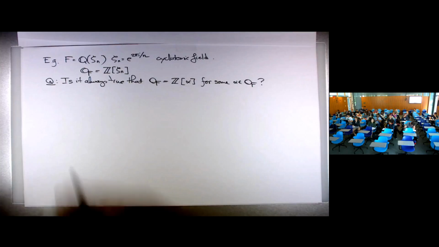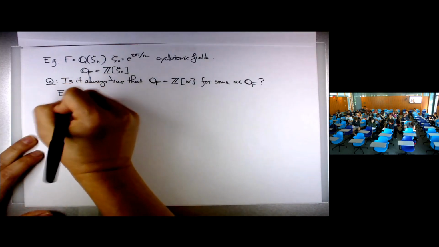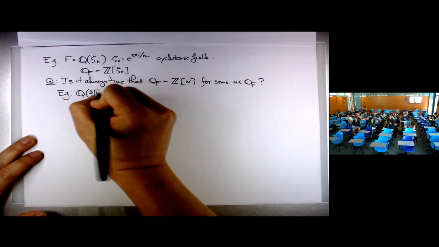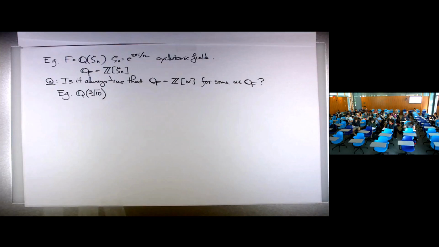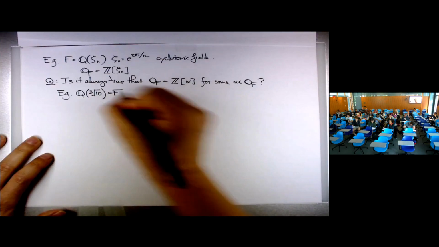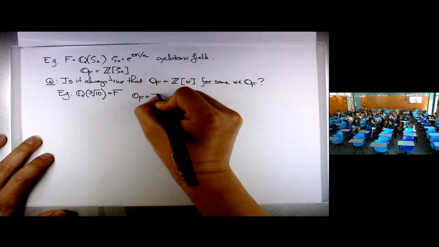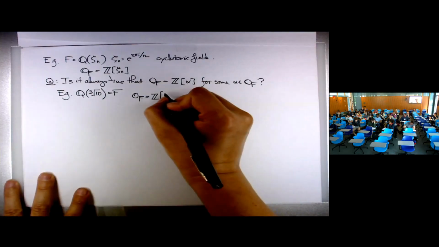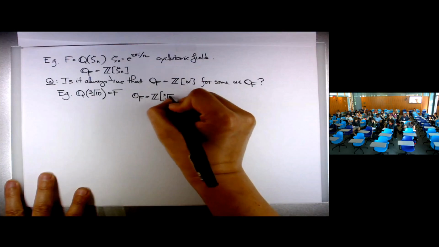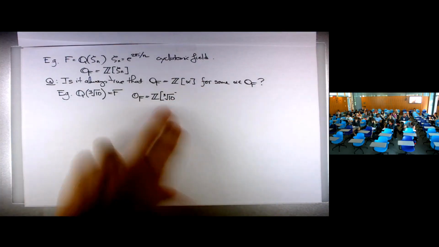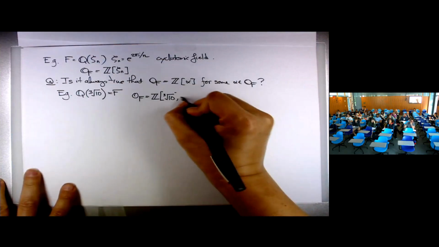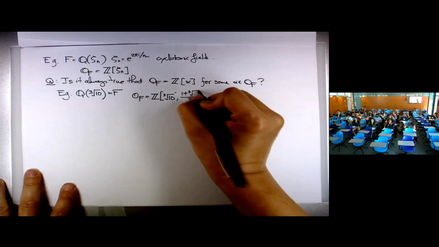Let's maybe look at another example. Let's start talking about cubic fields, degree 3. Adjoin the cube root of 10. This is my F. It turns out that O_F is a little bit bigger than Z adjoin the cube root of 10. You have to adjoin something like this.